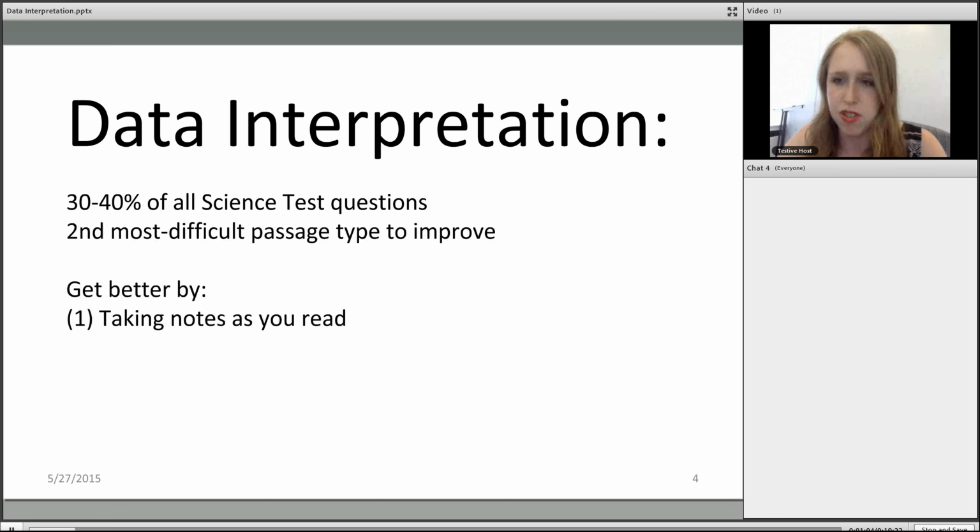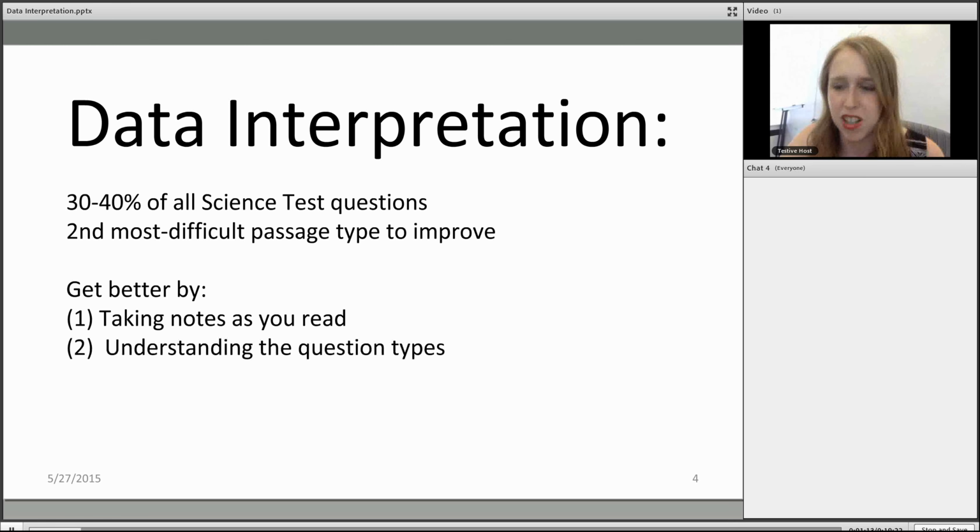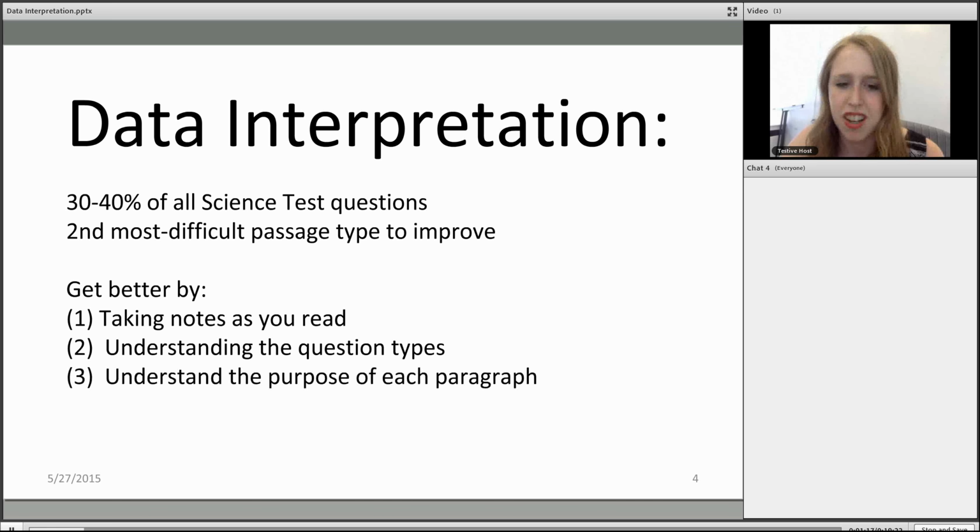So you can take notes as you read just to keep straight. There's lots of data. It's hard to pay attention. They're usually pretty dry, so notes will really help. You can understand the types of questions, and that's what we'll do today. We'll look at a few different question types. You can understand the purpose of each paragraph, which is something that you should generally do on any reading-based test. So the ACT reading test, the ACT English test, and of course the science test.